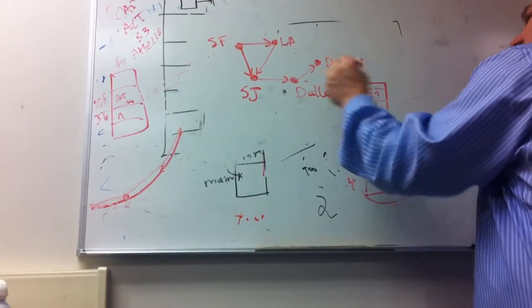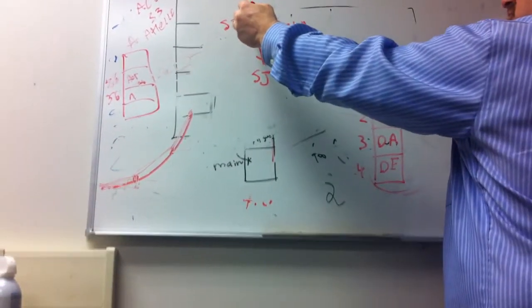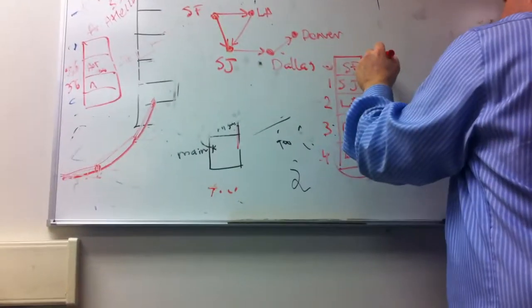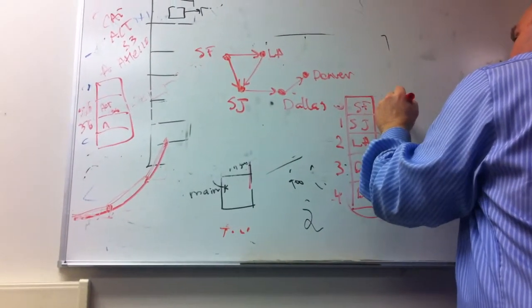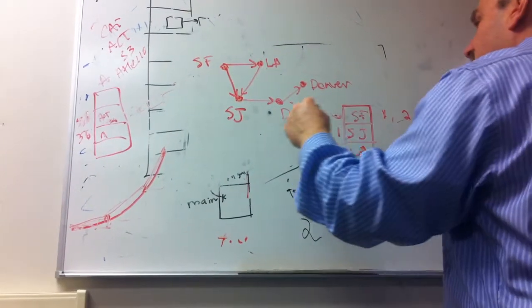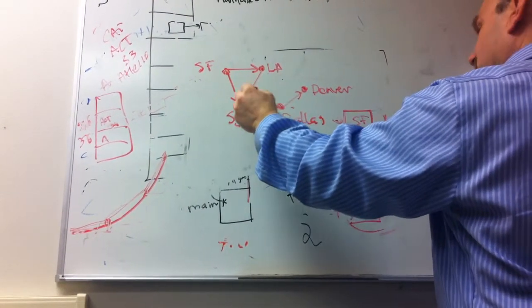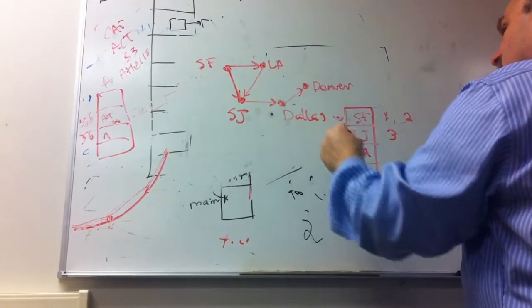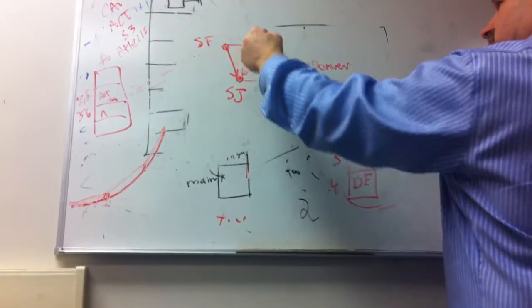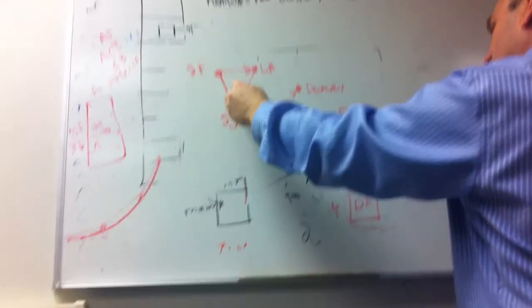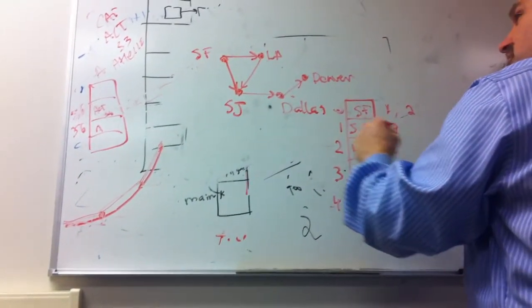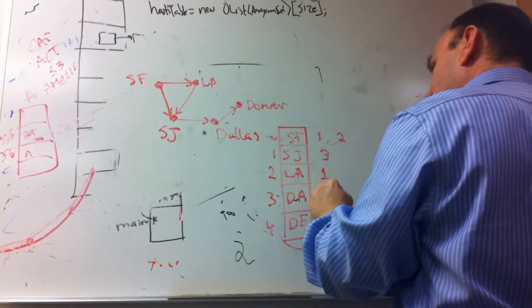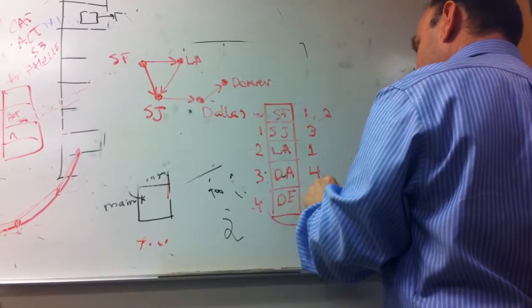And then we have the adjacency list. So that's a 1 and a 2. So those are the cities we can reach. And then San Jose just has a 3, because I can only go there. And then LA, I can basically only go to San Jose, so that's a 1. And Dallas, I can only go to Denver, so that's a 4. In Denver, I can't go anywhere, so that's empty.